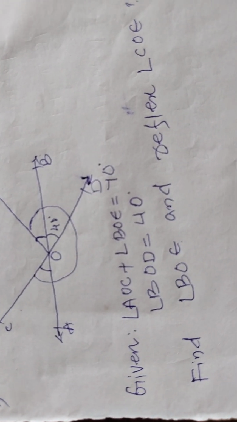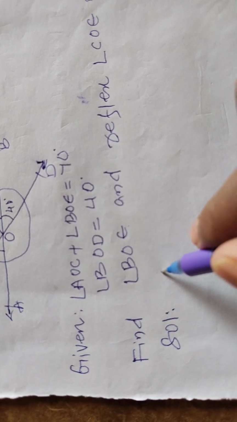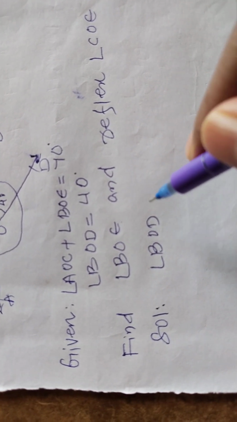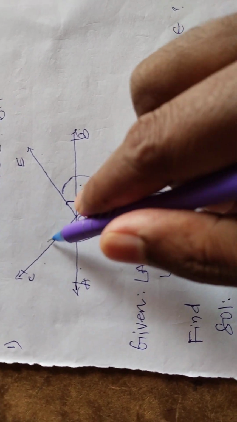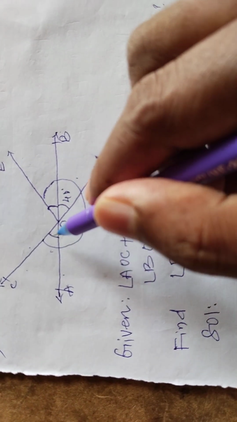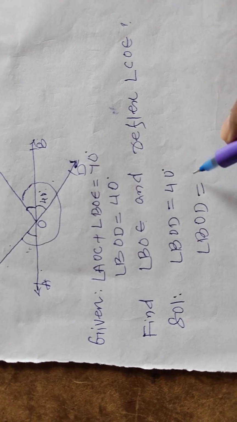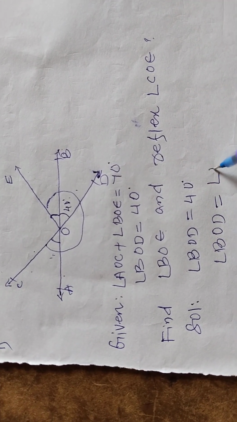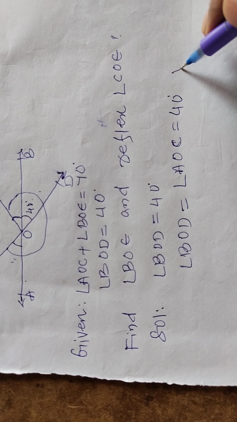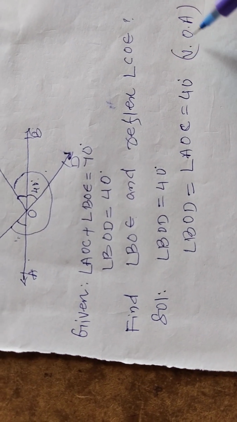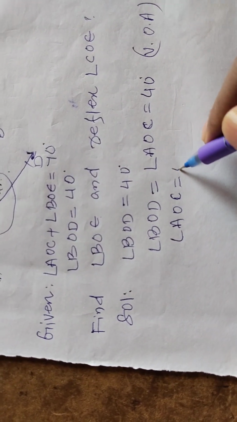Now come to the point. First one, solution. Angle BOD is equal to 40 degrees. Here if BOD is equal to 40, then AOC is also 40. Why? Because both are vertically opposite angles, this angle and this angle. Angle BOD is equal to angle AOC, which is 40 degrees each, because both are vertically opposite angles. So angle AOC is equal to 40 degrees.